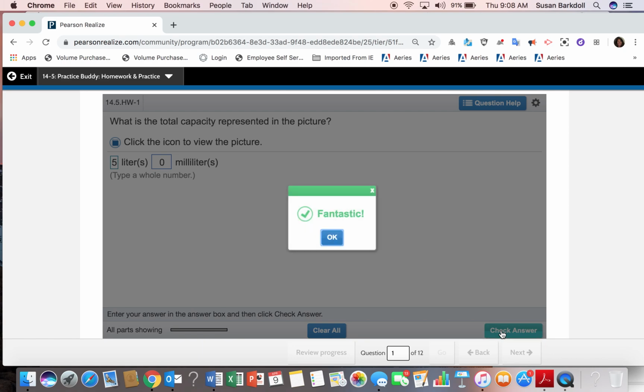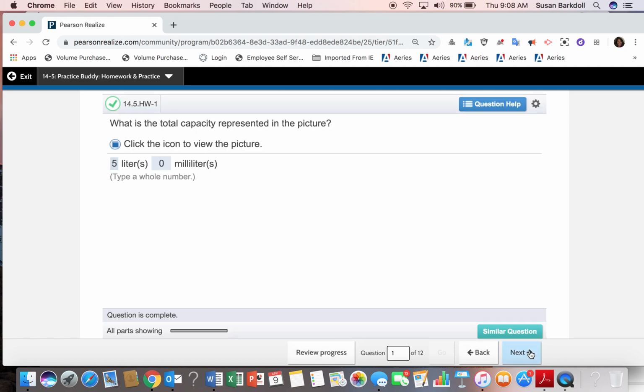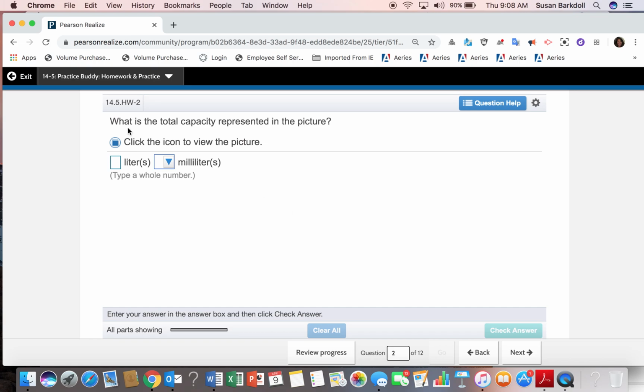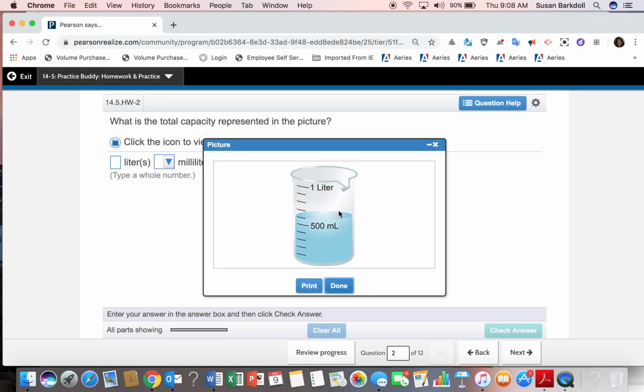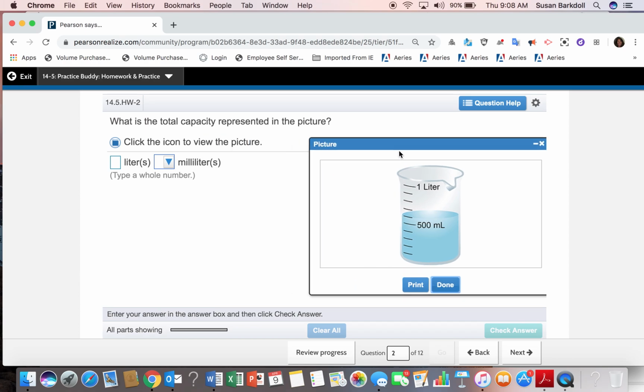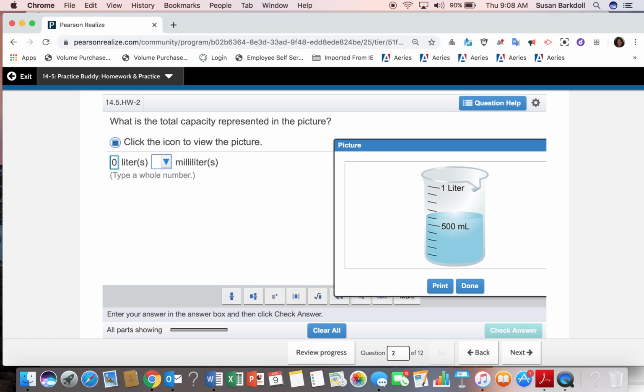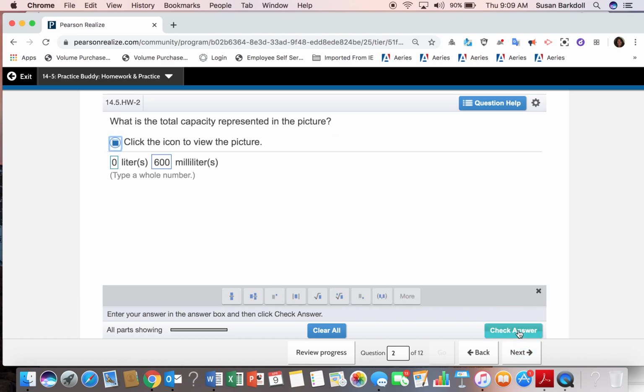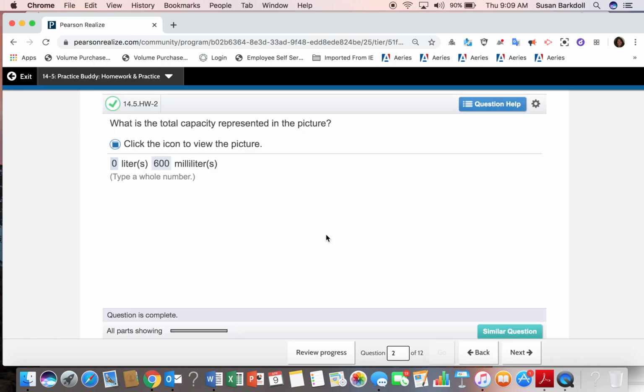So let's see how that is. Oh, fantastic. Let's click on the icon here to look at the picture. Okay, so the liter bottle is not completely filled up, so I'm going to put 0. And the milliliters, well, 200 would be here, 0 would be empty, 600, 400. I can look and see that the blue line is above the 500, so I'm going to go with 600 milliliters. Excellent. Next problem.